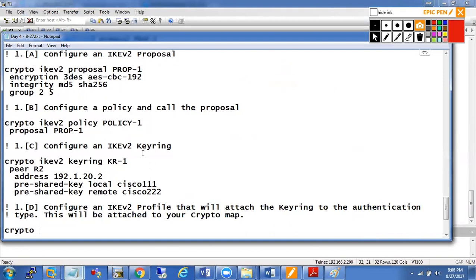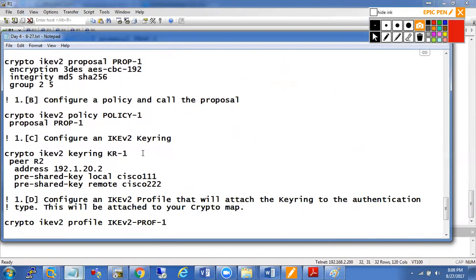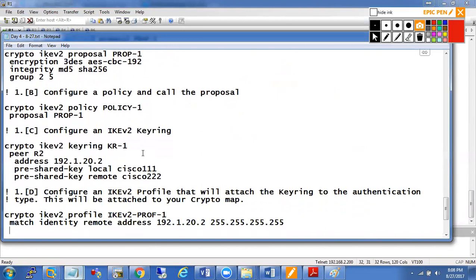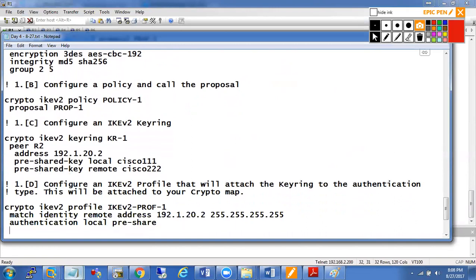So the way you do that: crypto IKEv2 profile, let's call it IKEv2 profile 1, just a name. Match identity remote address 20.2, 255.255.255.255. So this profile is for this particular address. Authentication: local is pre-shared, not RSA. I could do RSA signatures if you want, and remote is also pre-shared.